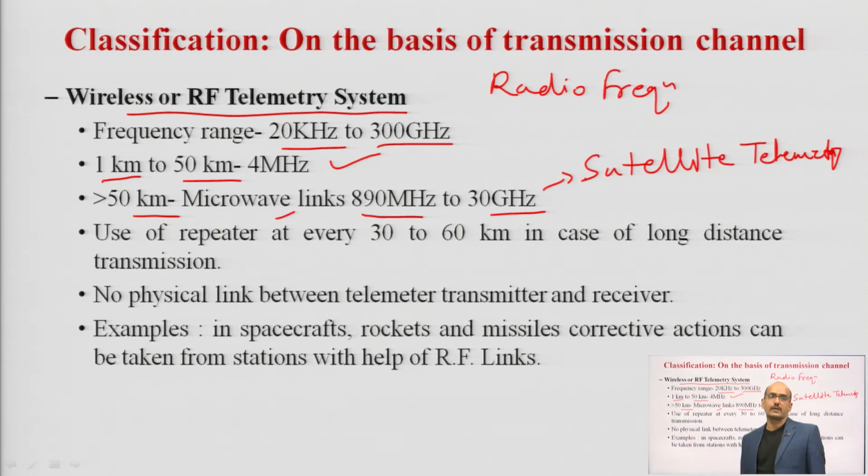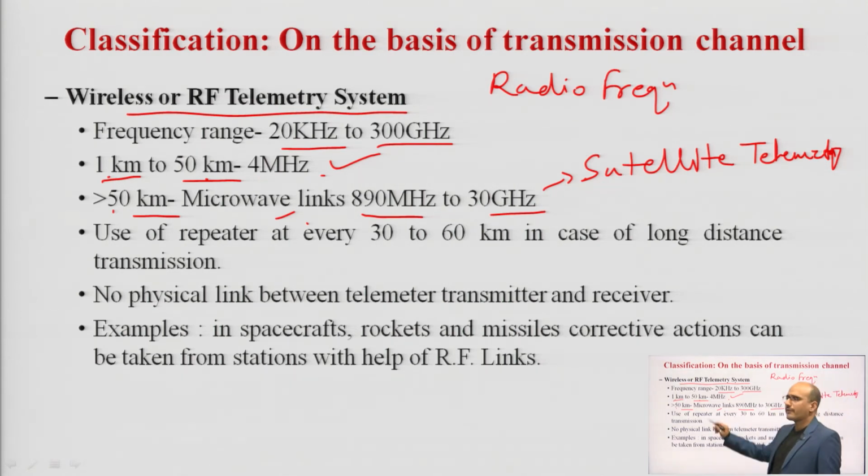Optical fiber telemetry is also there. So, you can easily take out one point here: if the range is 1 kilometer to 50 kilometers, you can use a 4 megahertz RF signal, or when it is greater than 50 kilometers, it is a microwave link of 890 megahertz to 30 gigahertz.